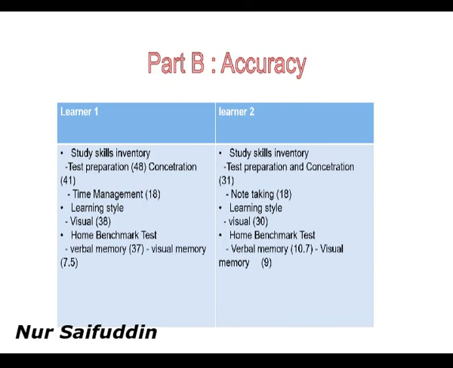In terms of learning style, both learners have the same kind of learning style, that is visual learning. Learner 1 got 80 points while learner 2 got 30.